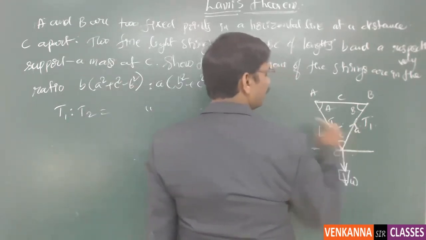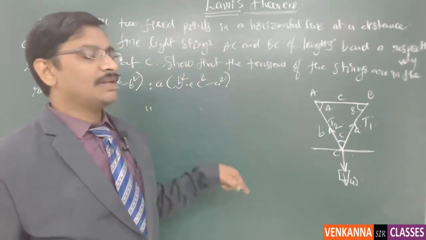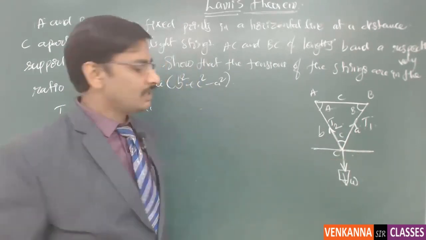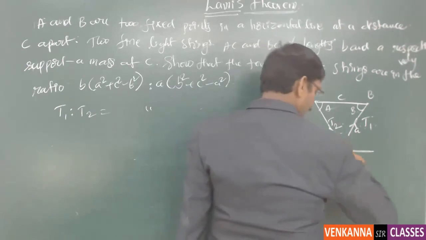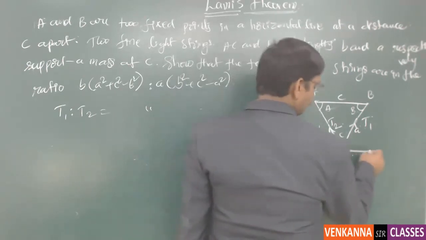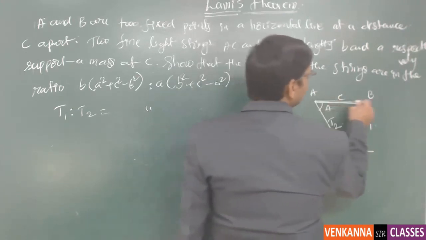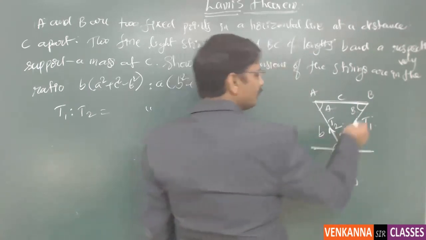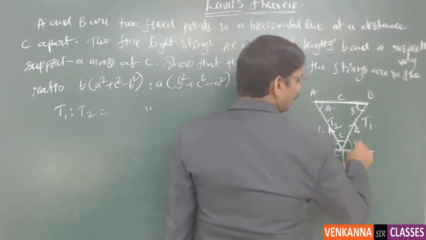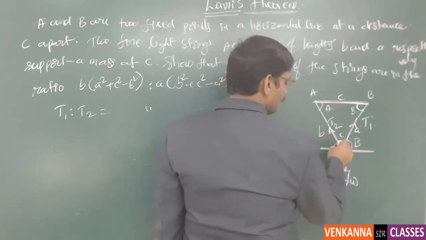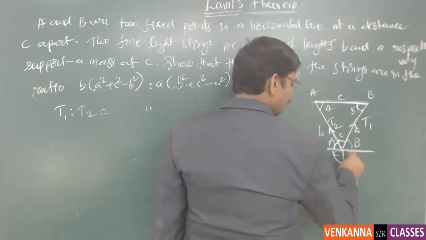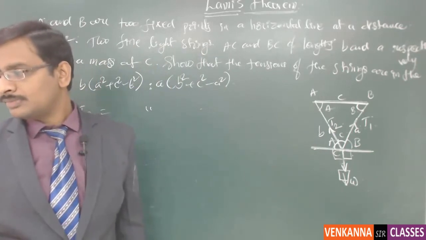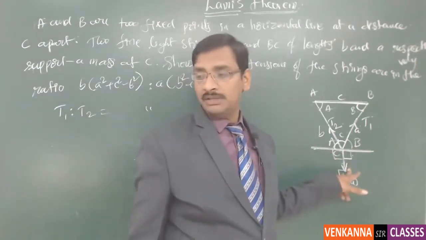So the angle between T1 and T2 we have identified. Now we have to identify the angle between T2 and W, and between T1 and W, so that we can apply Lami's theorem. I have drawn a horizontal line like this because it is given that this is a horizontal line. If I draw a parallel line like this, then obviously this angle and this angle are alternate angles, and this angle too. This is angle A, and this angle you know is 90 degrees. So now we have got all the angles. This is 90 plus A, this is 90 plus B, and this is angle C.